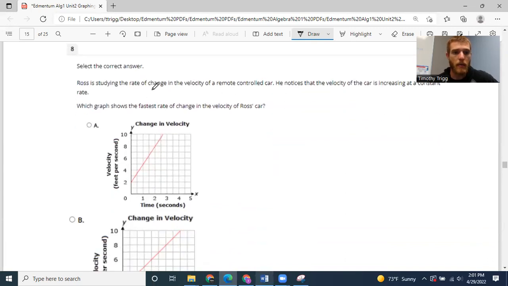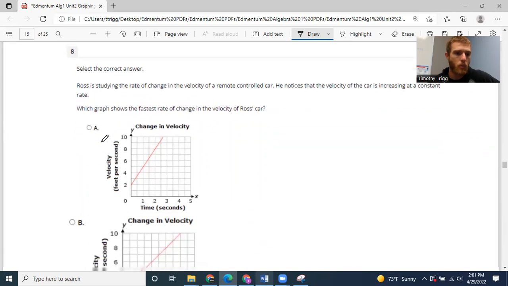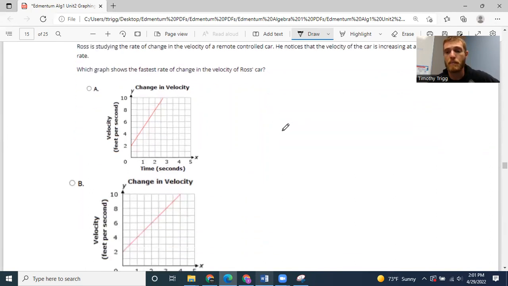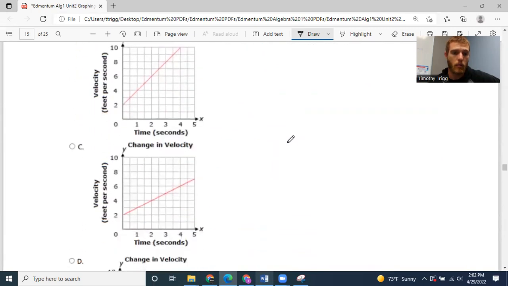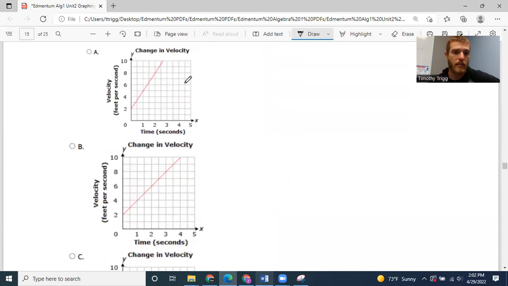Ross is studying the rate of change in the velocity of a remote controlled car. He notices that the velocity of the car is increasing at a constant rate. So the velocity is increasing. Which graph shows the fastest rate of change in the velocity of Ross's car? Remember, the steeper the line, the greater the rate of change. So which of these would have the steepest line? Think about that.